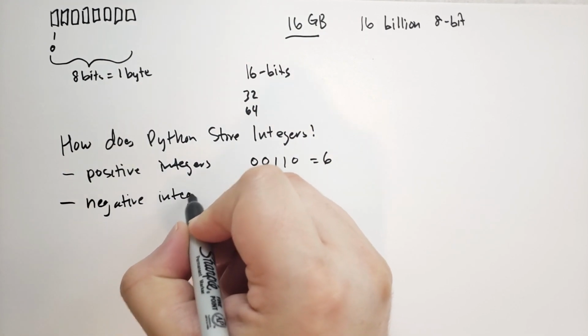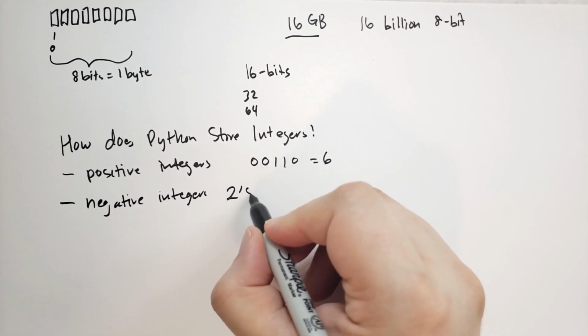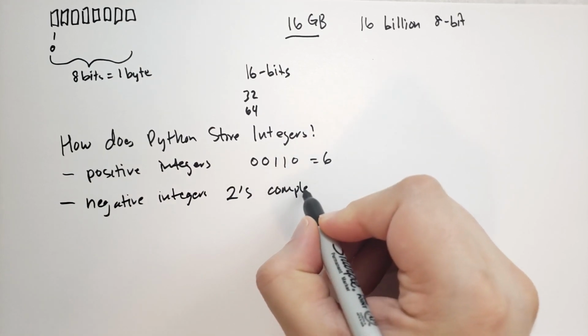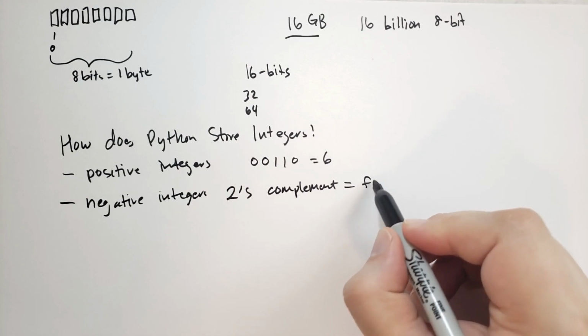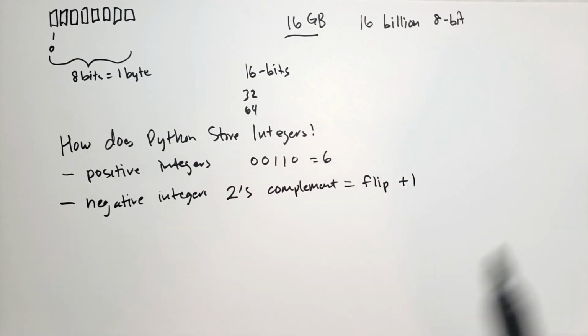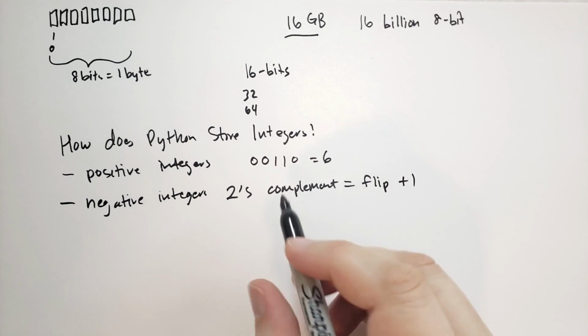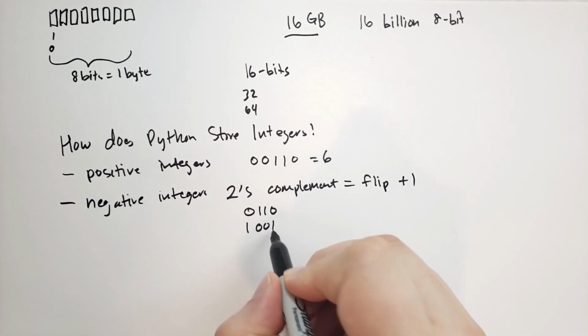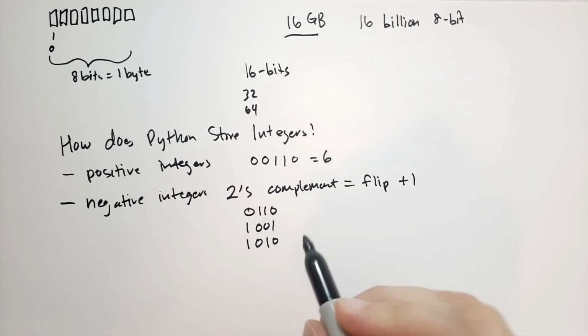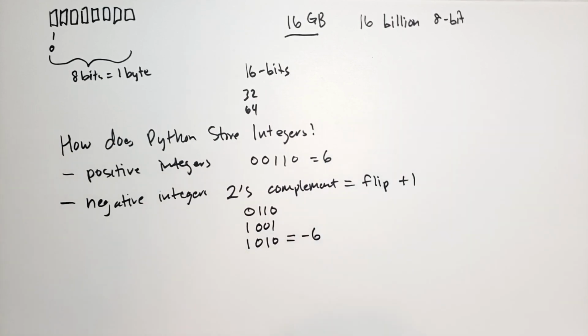Negative integers use something called 2's complement. What 2's complement means is you flip the bits and then you add 1. So if we wanted to represent negative 6, what we'll do is we'll take 6, we'll flip the bits, and then we'll add 1. And so this is negative 6.